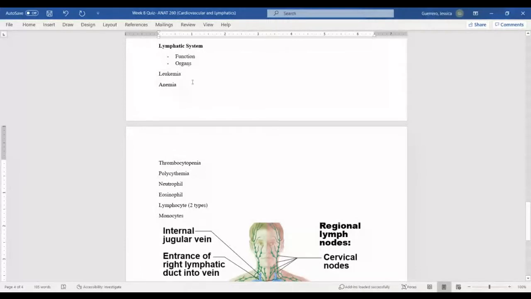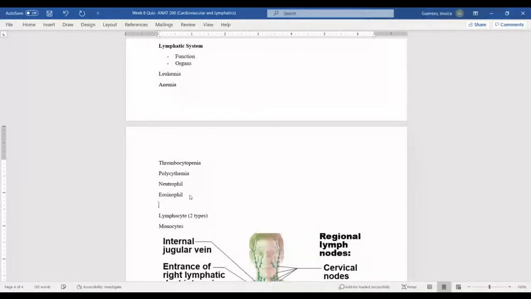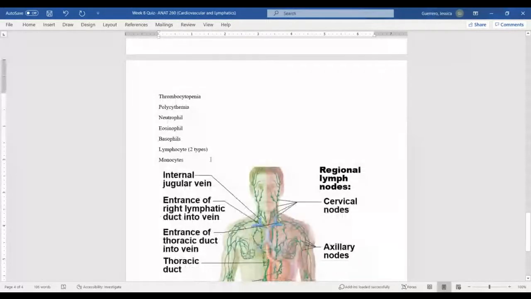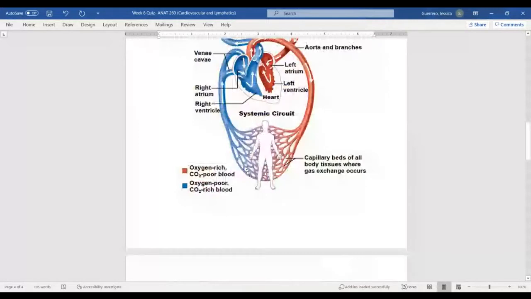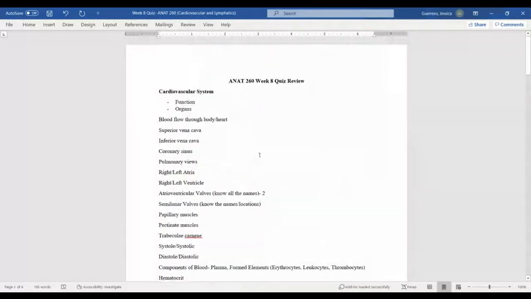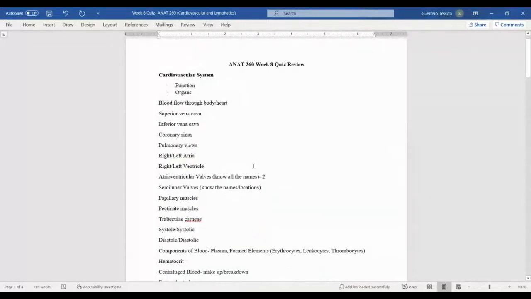Okay, and I think, did I say basophils? I did not say basophils, so let me go back. And did I say neutrophils? Yeah, good. Okay. All right. I think that this review right here is going to be enough to get you prepared for the week 8 quiz. So I'm going to scroll through it slowly for you. Again, cardiovascular and lymphatics are the topics.